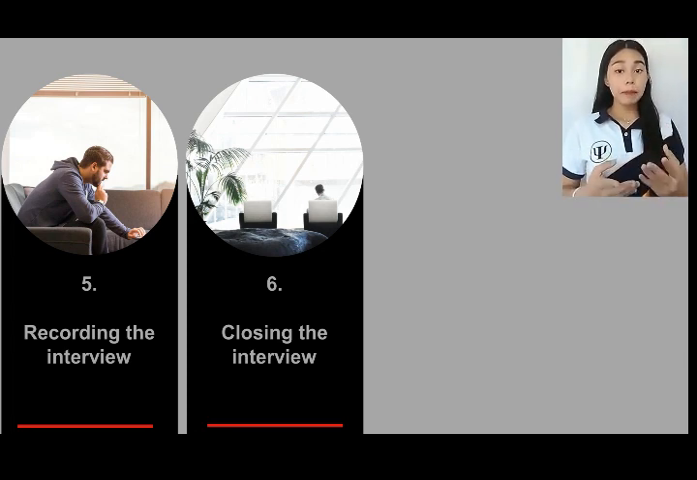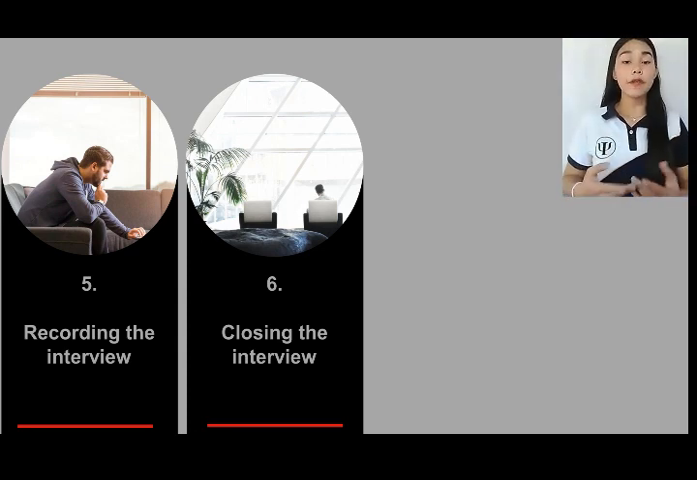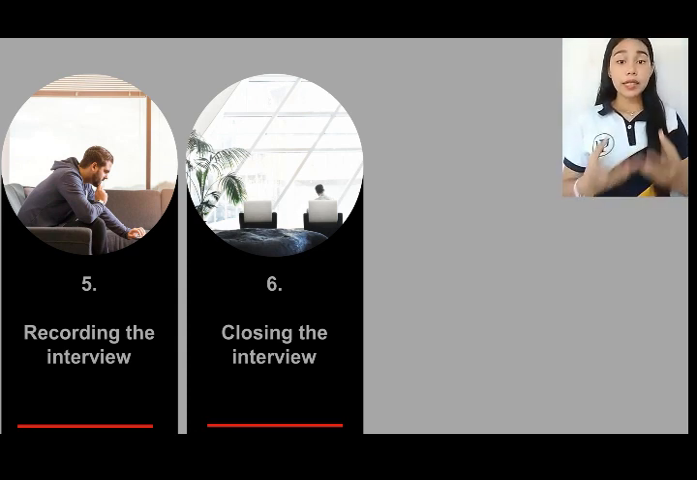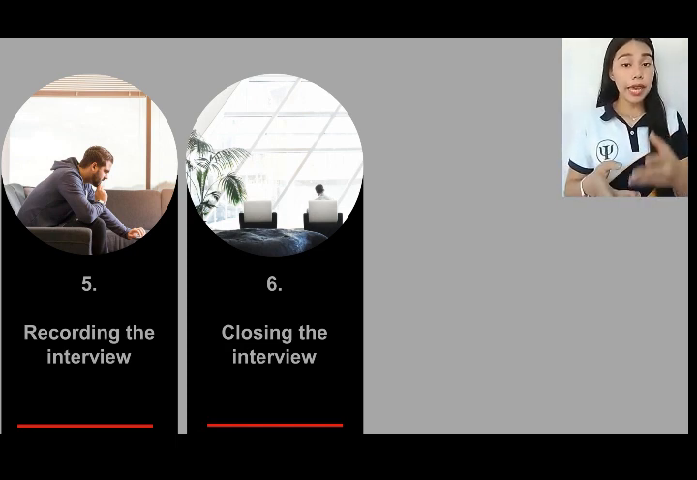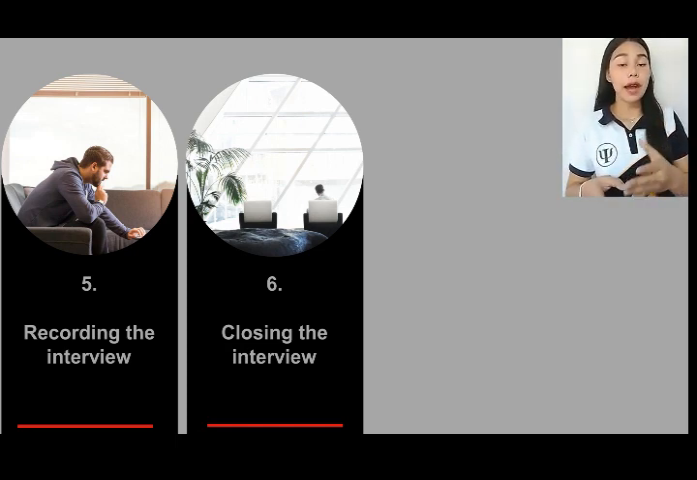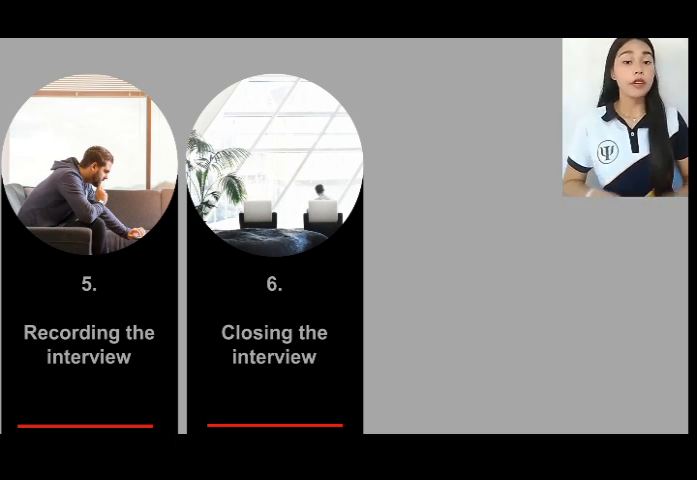And the last step is closing the interview. So close the interview with an expression of gratitude and thankfulness, most especially for the information obtained and for the time sacrificed by the interviewee or the subject. Make him feel that he has played an important part in the completion of your study. So that's all for the steps in the interview.